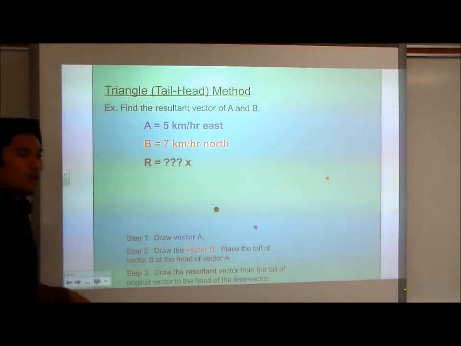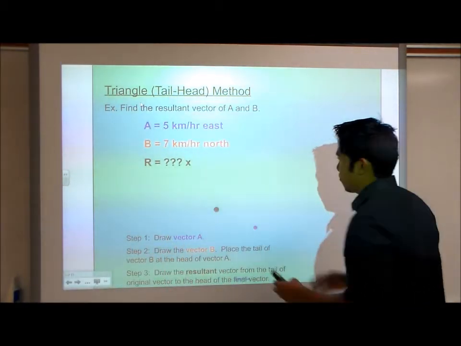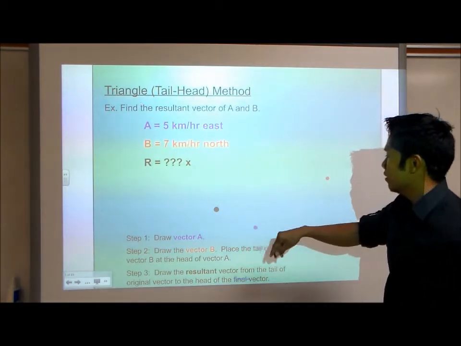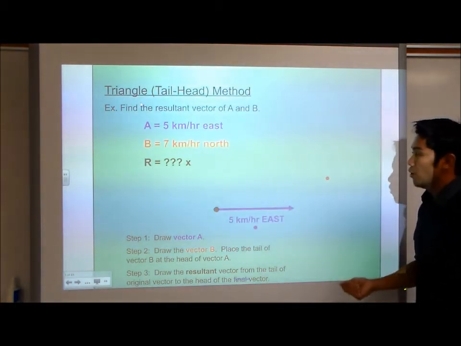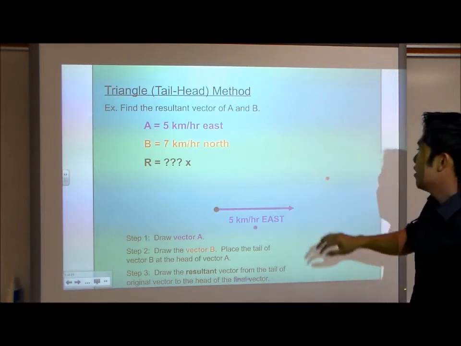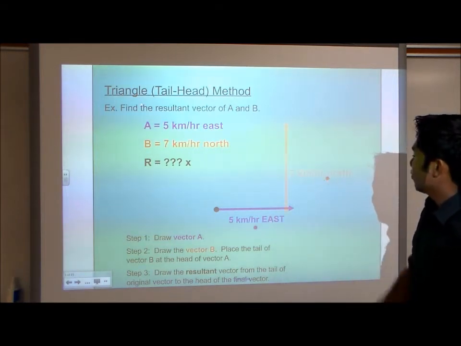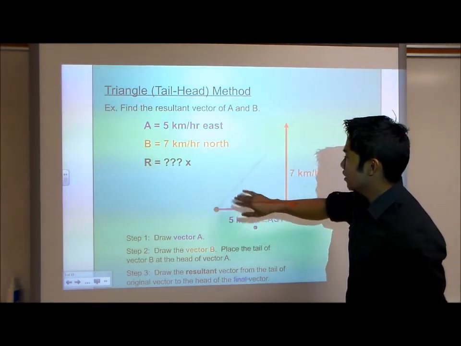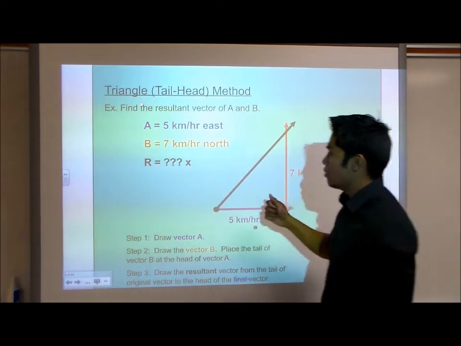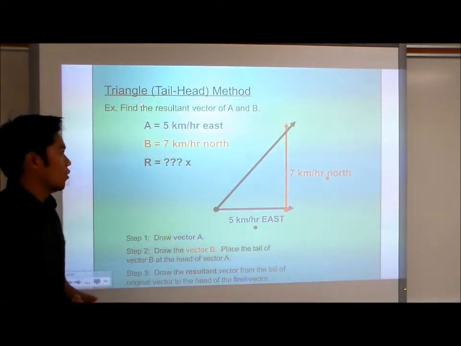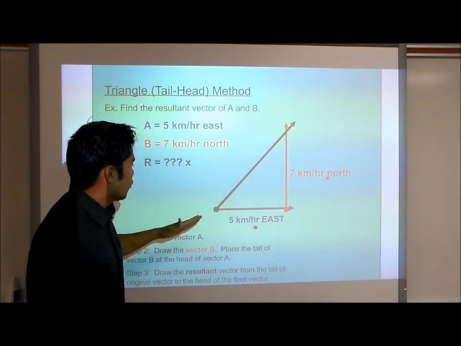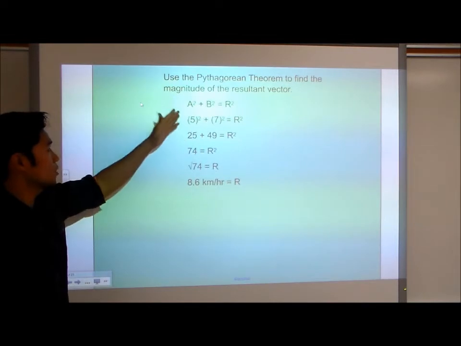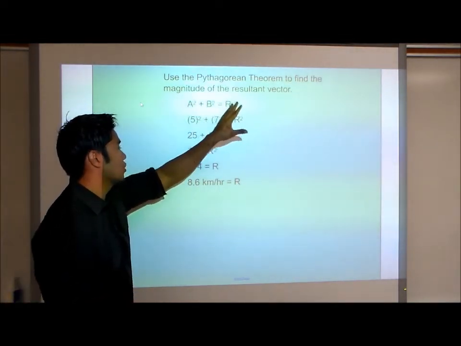So real quick, let's do a quick Pythagorean theorem question. We have one vector going eastbound this way at 5 kilometers per hour, and we have another vector going north at 7 kilometers per hour. Our resultant will be a squared plus b squared equals r squared. We want to find out the result of both these vectors interacting with each other. And we just simply plug and play: a squared plus b squared equals r squared.